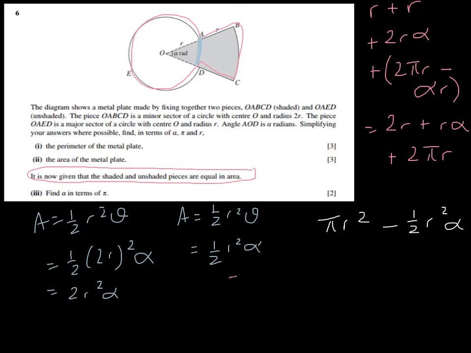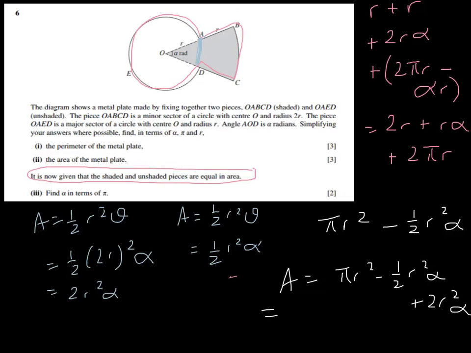Cool. So to put that all together, this part here is the area in white, and this part here is the whole area in grey. So to get the whole area, we're just going to add those two together. So pi r squared minus half r squared alpha plus 2r squared alpha. And then all we're going to do for our last step is just tidy that up.